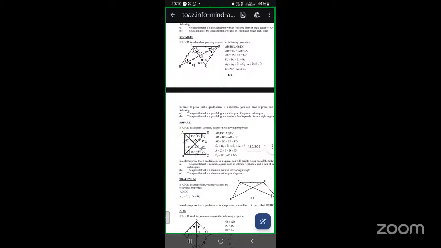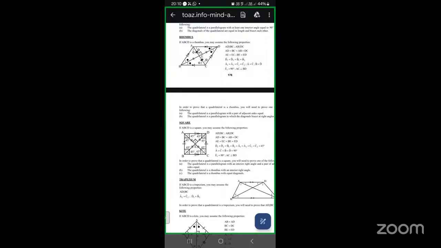Now we can proceed to the square. The square is the same as the rhombus. It's just that in the square, the interior angles are going to be 90 degrees.